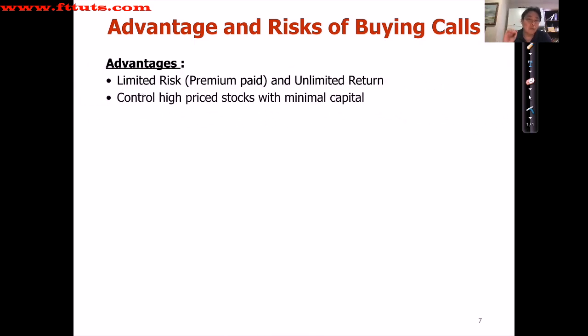And when the price moves sharply up, you have the highest return among all the other strategies that you will learn. You're able to control high price stocks with minimum capital, so it's definitely giving you an advantage over buying the shares itself. And again, it allows you to magnify your returns with a very high return on investment. Most of the time, you find that for winning trades, your return on investment will be more than 100%, which means if the premium is $500, you could make $500 or $1,000, which is 100% return or 200% return.